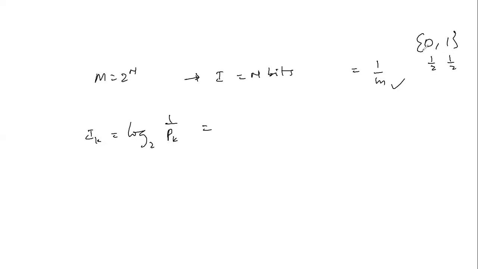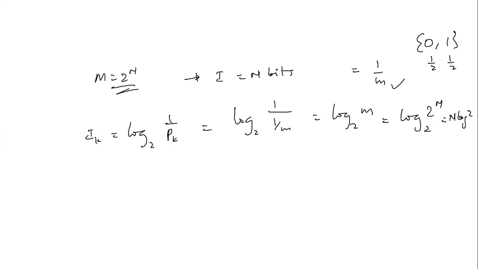Now, if that is clear, then it means that we have log to base 2 of 1 over 1/m, which is the same as log to base 2 of m. And we already know that m is 2 to the n. So if we replace that with 2 to the n, that's n log 2 base 2. Log 2 base 2 will reduce to 1, so that's n into bracket 1, which is n bits.